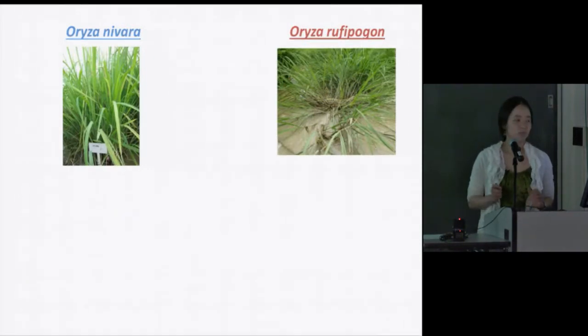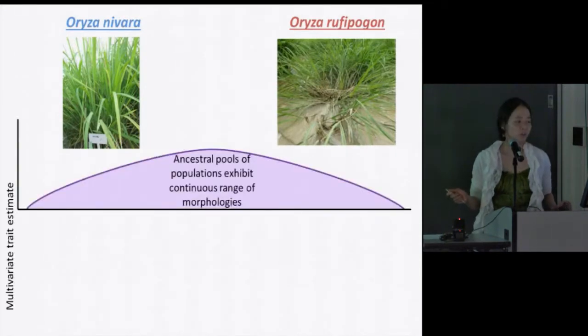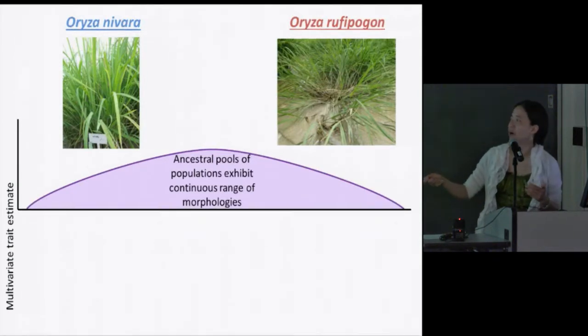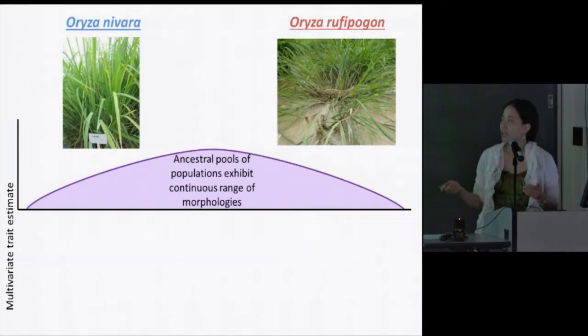So in looking at these two species, how do we tell them apart, or what do we see when we grow them out? So if you took those 8 or 9 different traits that I just showed, combined them into some sort of multivariate trait estimate along the y-axis here, ancestrally, we can presume that there were pools of individuals or pools of populations across the geographic range that exhibit a continuous range of morphologies between the two.